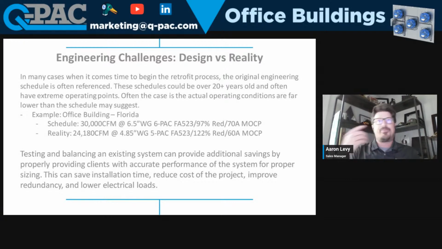So something to consider when you're looking out there is working the price of a test and balance into the quote to give them a better design of what they need. I can always plan 10-20% of overhead more than what there actually is if they feel like they need a safety factor. But proving that to them on paper will make their lives a lot easier, and making sure they don't spend too much money on the front side and that they're not wasting money on the back side.